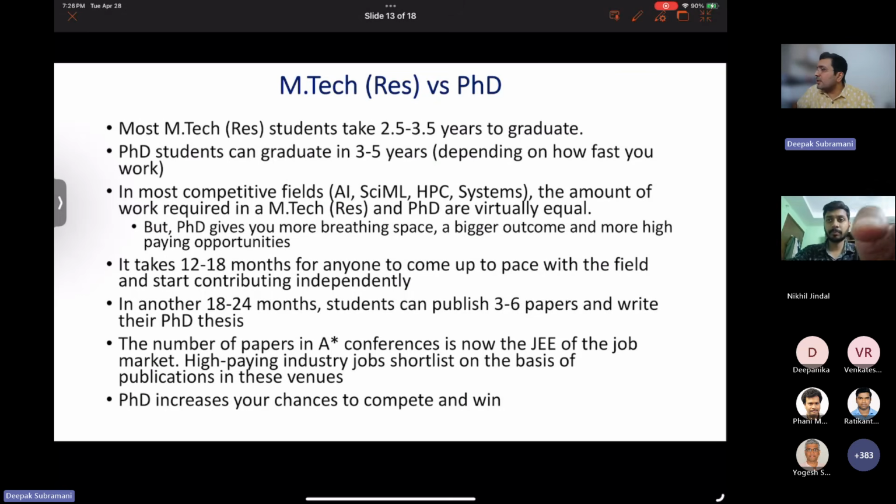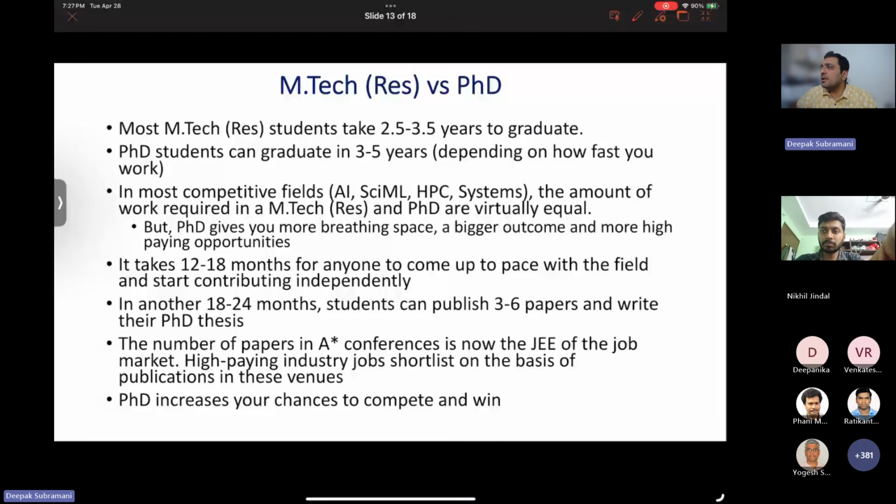Could you please provide a list of labs accepting MTech research this admission cycle? All these labs will accept MTech research or PhD, but in most cases they will prefer PhD. My BTech is in IT. Am I eligible for NLP? Yes.